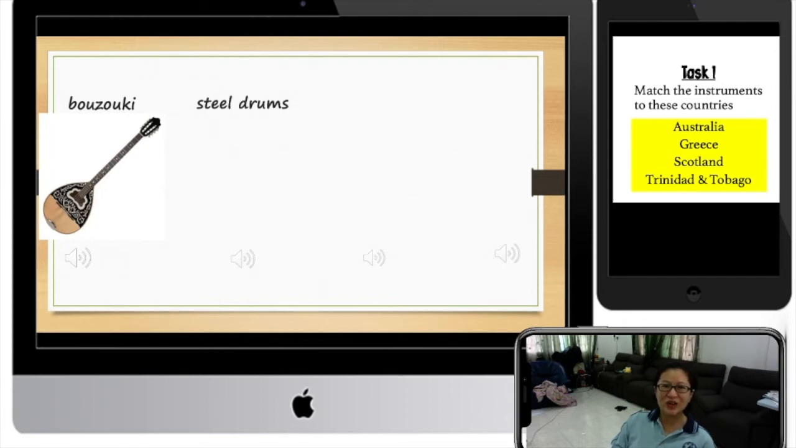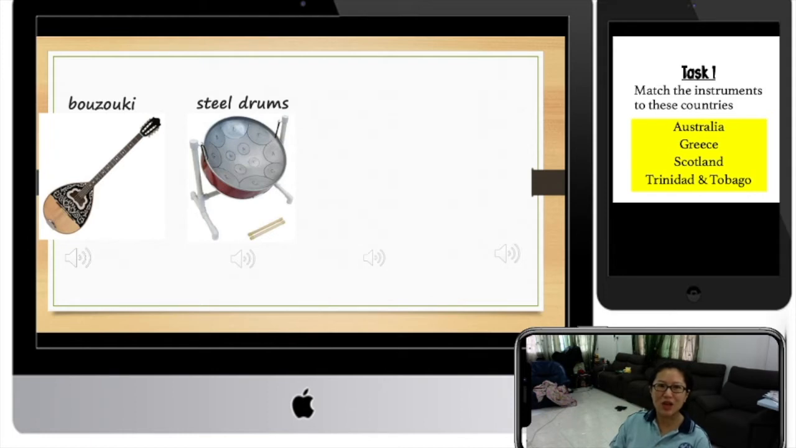Next, steel drums. This is what steel drums look like. How does it sound like then?